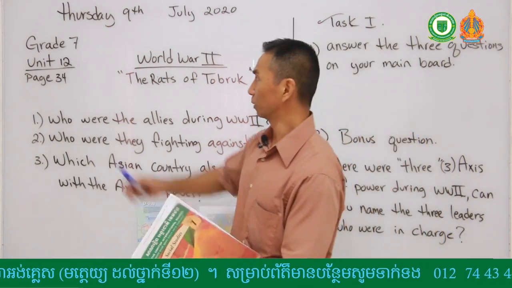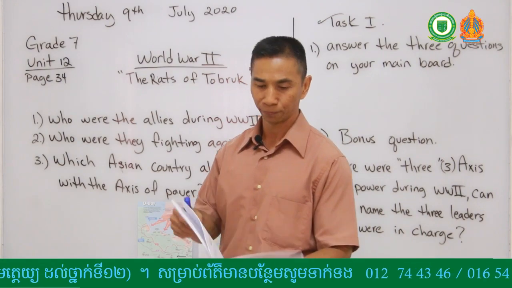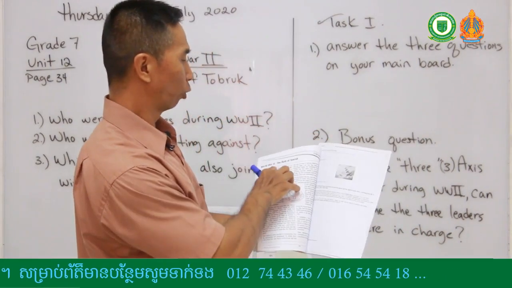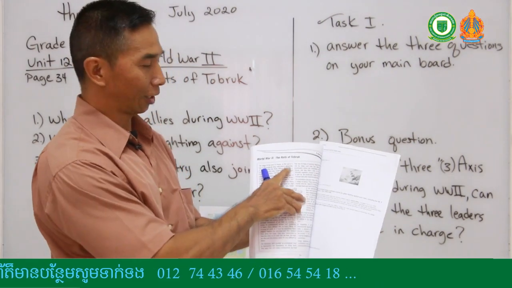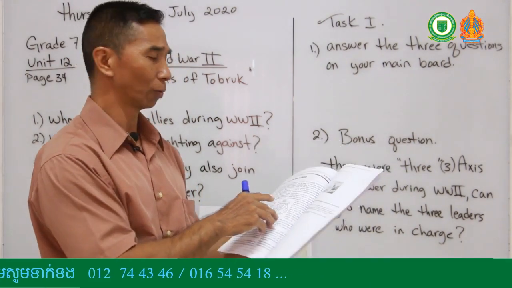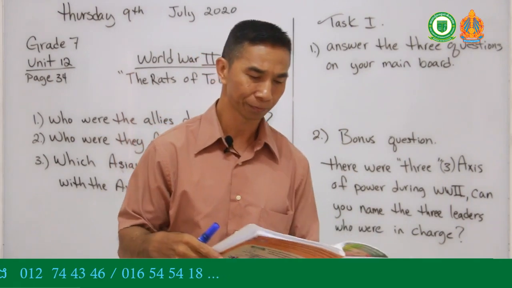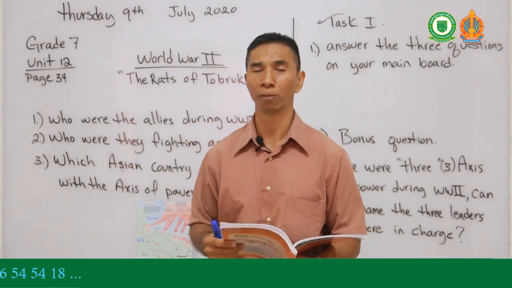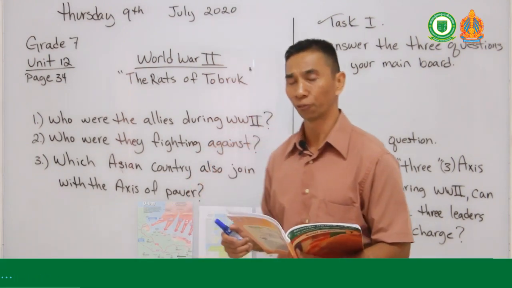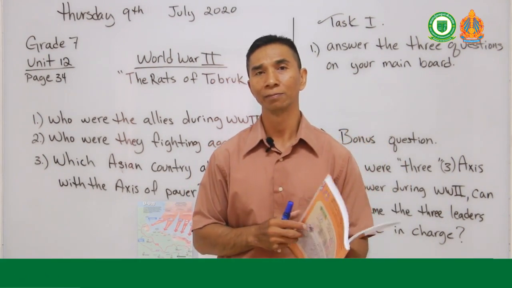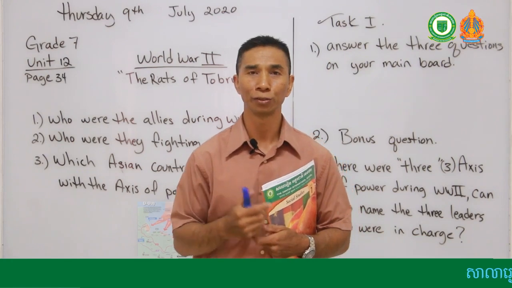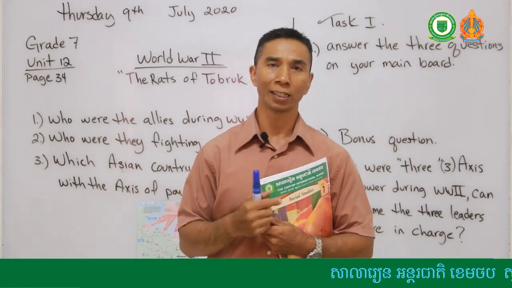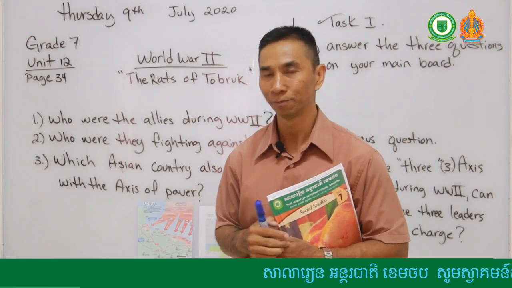Can you please take out your book and turn to page 34? Page 34 talks about World War II, but it particularly talks about the Rats of Tobruk. What are the Rats of Tobruk, you ask? The Rats of Tobruk are a group of soldiers from Australia who were fighting a front in Libya. Where is Libya? Can you post something up on our Telegram post saying which continent or country Libya is in?